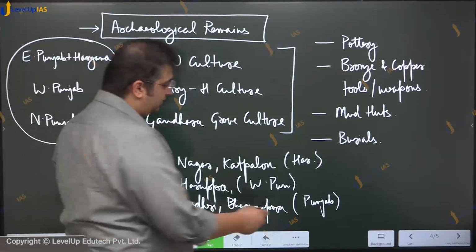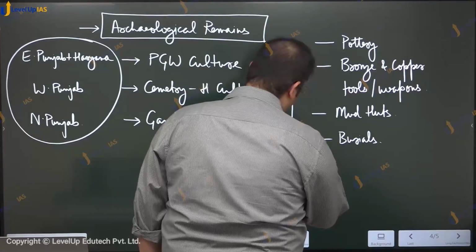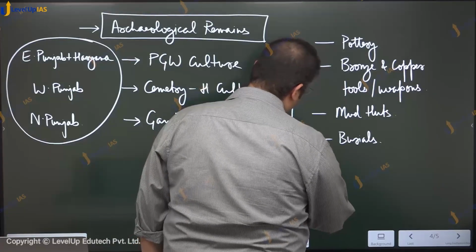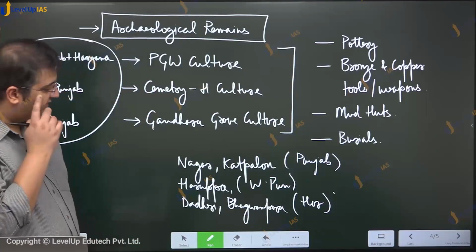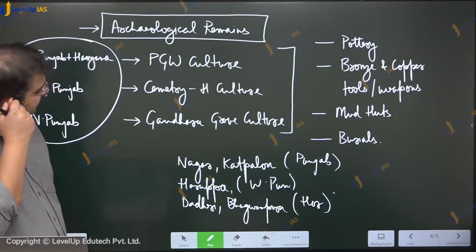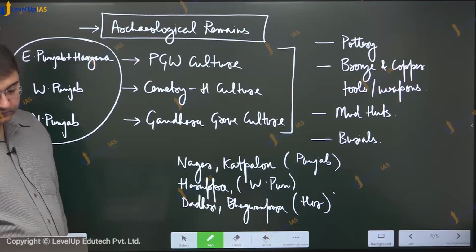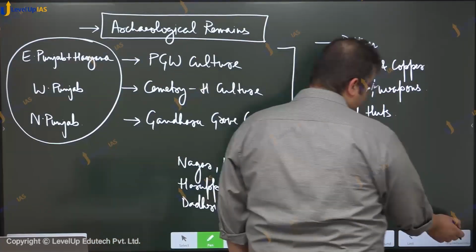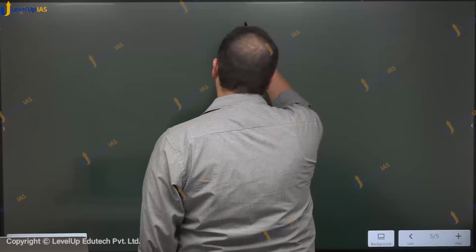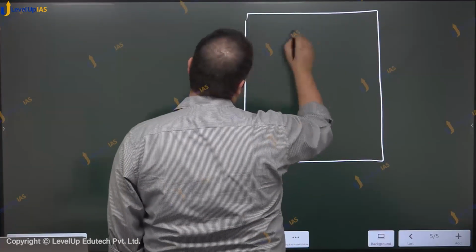सॉरी, उल्टा हो गया, ये हरियाणा में, ये पंजाब में, ठीक है. Nagar and Katpalon in Punjab, Harappa in Western Punjab, and Dadhiri and Bhagwanpura in Haryana. Okay. And if there is a question like this, then you can also show on the map.